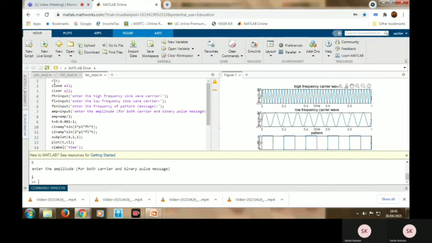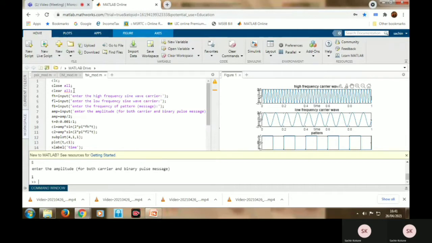Here we can see the first three instructions: clc, close all, clear all. This clc is nothing but it clears the command window. Close all means it closes all previous running programs. Clear all is nothing but it clears all the workspace registers.